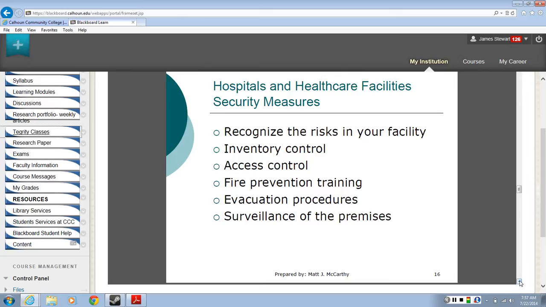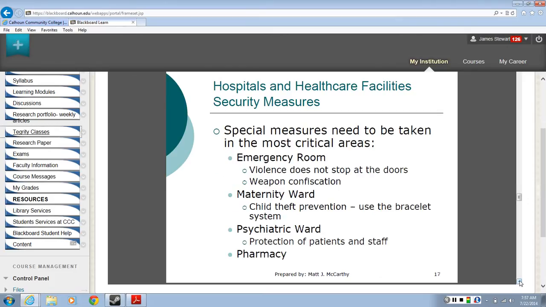Make sure you control the inventory, you control access, you try to prevent fire. In the event that the building must be evacuated, have a plan in place and a procedure that you've tried and you know it works. And typically we also have surveillance of the premises, so that if something does happen, we will have footage of it that we can go back and give to the police for prosecution.